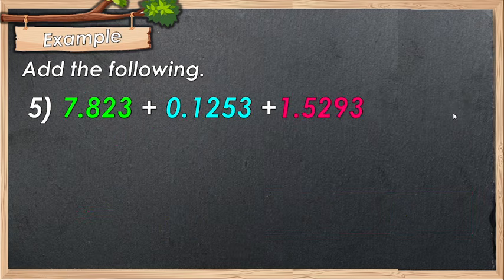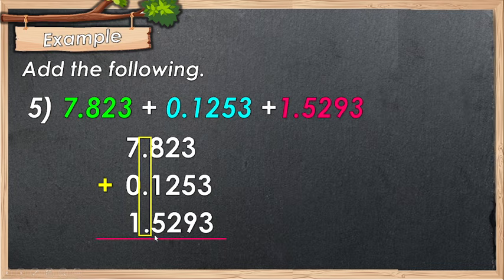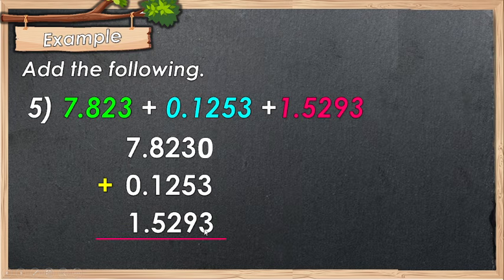Okay? So for example number 5, we have 3 decimal numbers. We have 7 and 824 thousandths plus 1,253 ten thousandths, and then 1 and 5,293 ten thousandths. So align it in column. Align the decimal point vertically. Add 0 if possible to make the 3 decimal numbers the same highest place value.